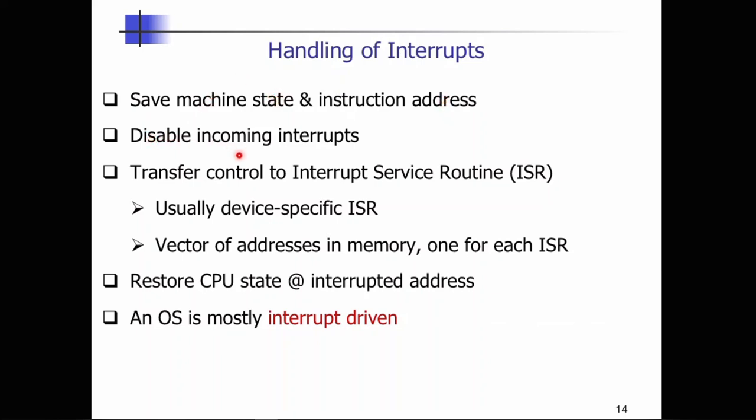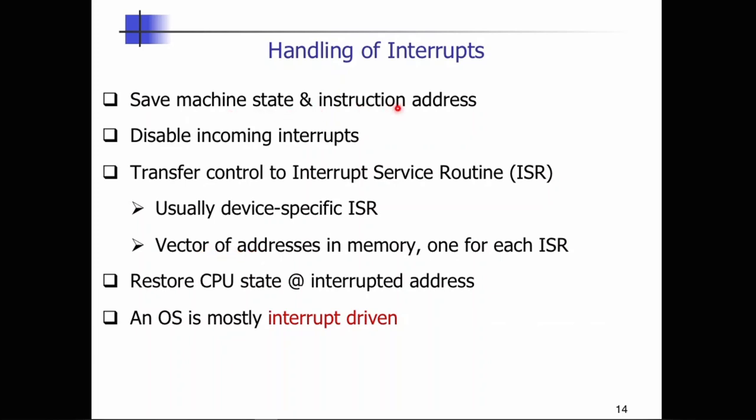Next, it's going to disable any further incoming interrupts so that the current interrupt can be handled, and it is going to transfer control to an interrupt service routine, which is a set of memory addresses that detail instructions as to how to respond to that particular interrupt. So the ISR, or interrupt service routine, is going to be per device. Usually it is device specific, and this is how the operating system responds to that particular interrupt. And ISRs are, again, a vector of addresses in memory.